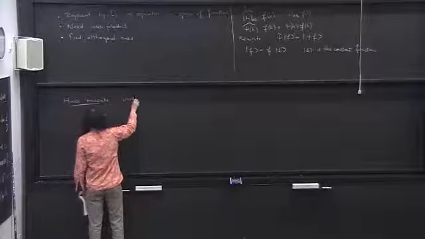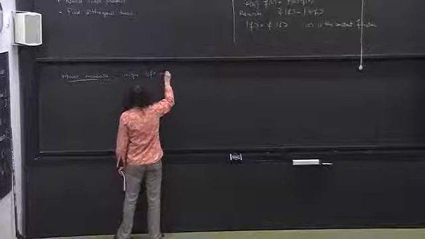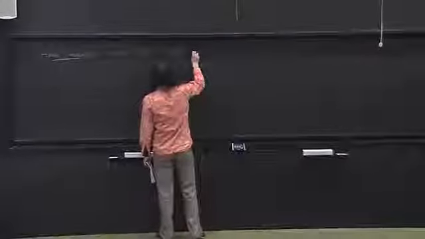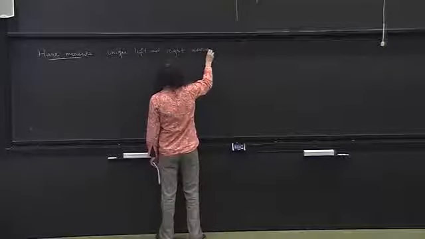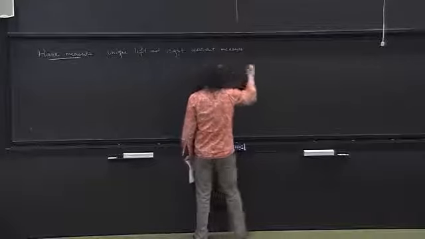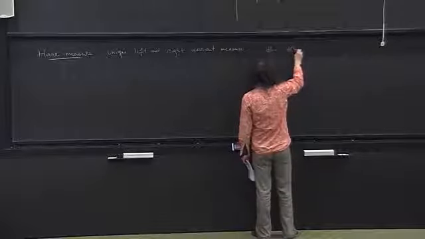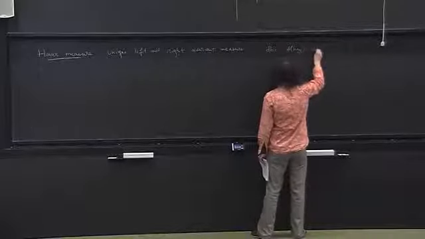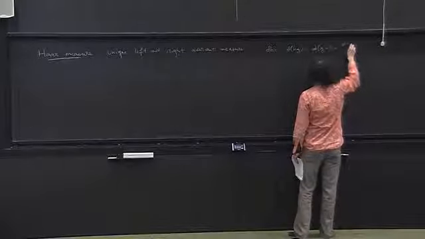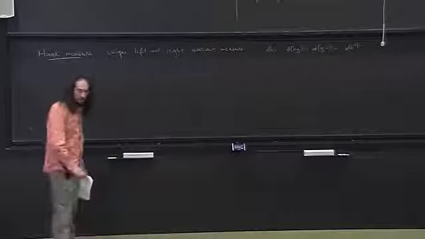The unique left and right invariant measure. So it means that dH equals d of hg equals dgh, and it turns out it's also d of h inverse. So it has very nice invariant properties.